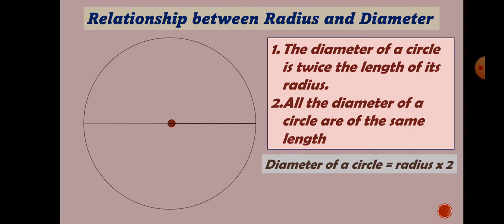So understood what is the relation between the diameter and the radius of the circle? Now to find out the diameter of the circle, we have a formula over here. As you can see, diameter of a circle is equal to radius multiplied by 2. Means one radius number will be given, we have to multiply it by 2 to find the diameter of the circle. As it has said over here, diameter is double the length of the radius.